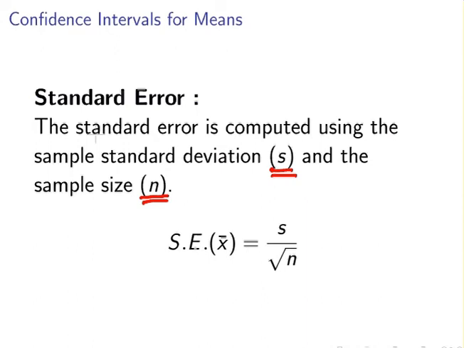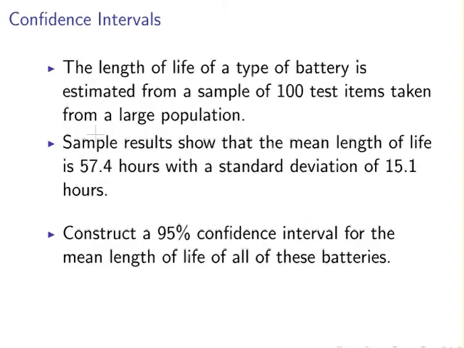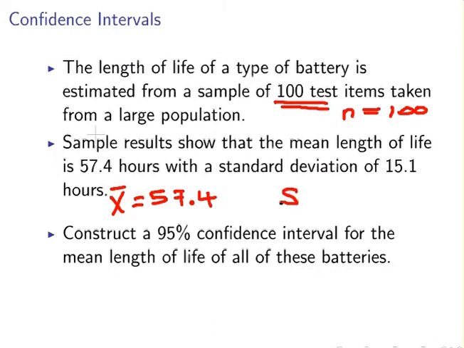The length of life of a battery is estimated from a sample of 100 test items taken from a large population. So first off we have a large sample here and n is 100. The mean is 57.4, X bar equals 57.4, and the sample standard deviation is 15.1. Now compute a 99% confidence interval, or sorry, a 95% confidence interval. That means we're going to use 1.96 as our quantile. So construct a 95% confidence interval for the mean length of life of all these batteries.